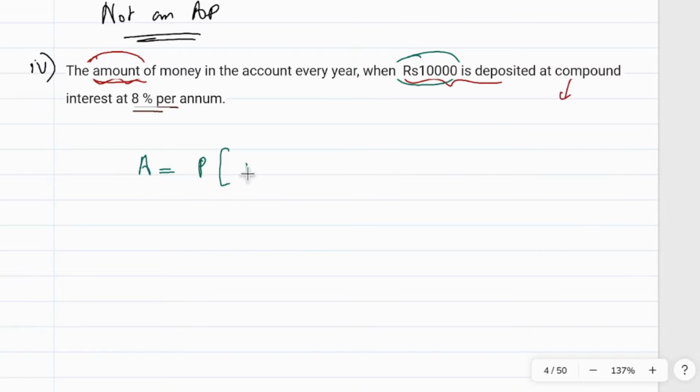Principal amount P into 1 plus R by 100 the whole raised to n, where P is the principal amount. Here P is equal to how much? Rupees 10,000, and R is given as 8% per annum. Per annum means that per year the interest rate is 8%. And here n is the number of years. If you are withdrawing the amount after 3 years, the interest will be for 3 years, then n will be equal to 3.